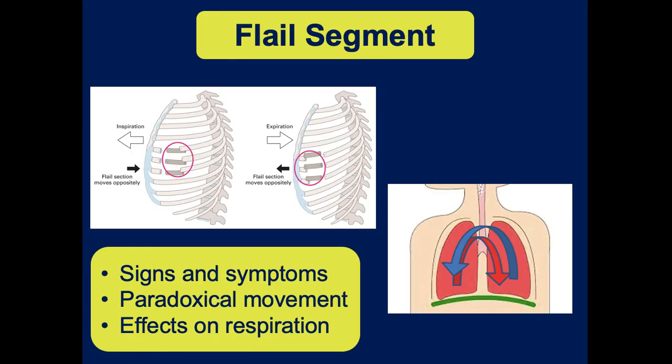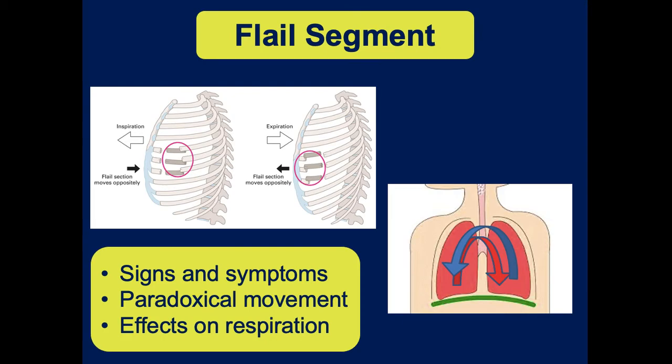Now, I talked earlier about flail segments, and the definition of a flail segment is, again, 3 or more ribs broken in 2 or more places. Anyone there who's ever broken a rib, I know I have, and it's really painful. It takes a really long time to heal. Even just 1 rib interferes with your breathing. With 3 or 4 ribs, you can only imagine what it does to your ability to take a breath in.